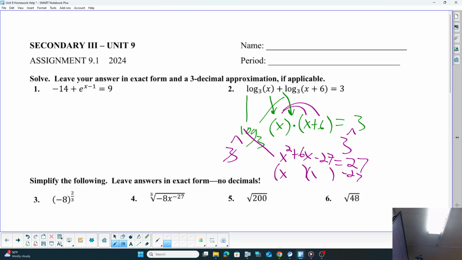What are factors of 27? Do you remember? That's right. 9 times 3 is 27. The middle term goes with the bigger number. So we have a plus 9 and a minus 3. So now you got to take those and set them equal to 0.